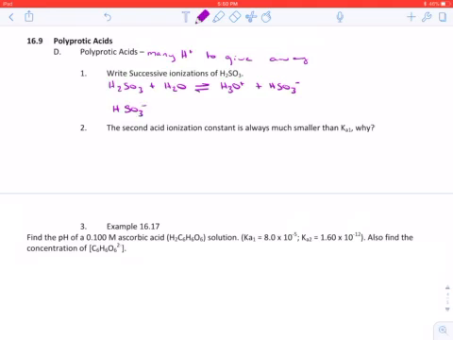Then down here, the successive one: HSO3 minus plus H2O. One of our products is going to be H3O plus. The other product is going to be SO3 2 minus. If we look, the second ionization constant is always much smaller than Ka1. Why is that? Up here, Ka1 would be this one, Ka2 would be this one. The second one is much smaller because this is an equilibrium, which means it's already small.